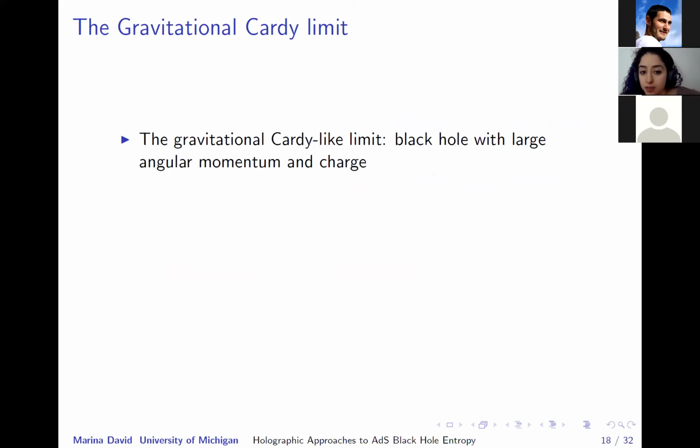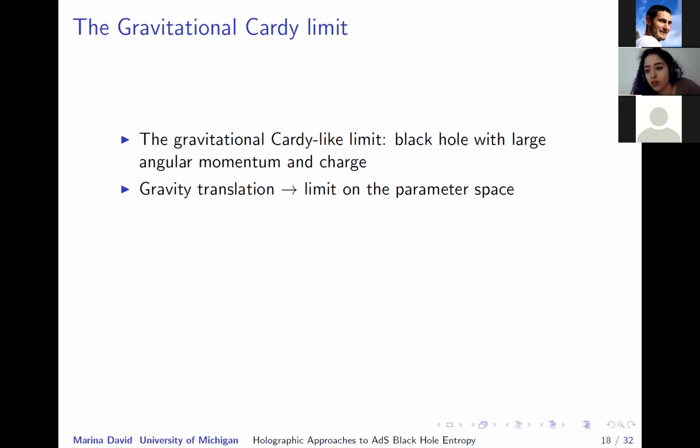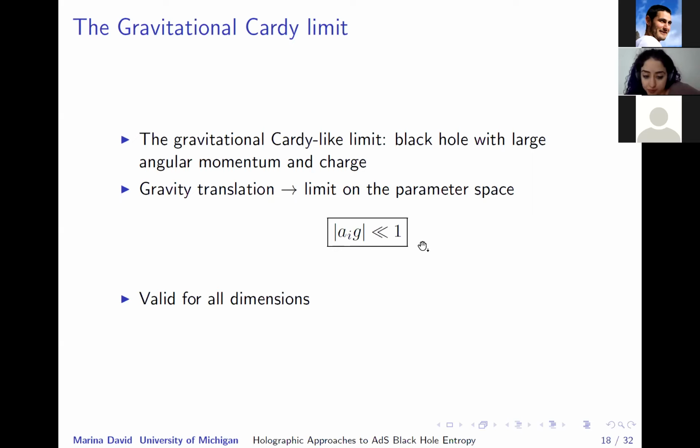So the gravitational Cardy-like limit is some black hole with very large angular momentum and charge. And so our gravity translation of the Cardy-like limit ends up being just a particular limit on our parameter space. In all the cases that we studied, whether it's AdS5 or AdS6 or 4 or 7, we found a similar limit on the Cardy limit, that A, which is related to the rotation, times G has to be much less than 1. So again, it is valid for all dimensions.